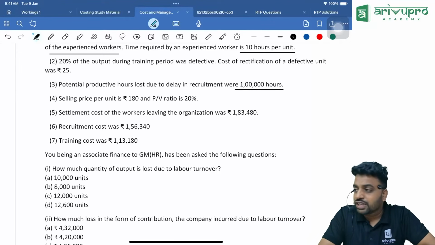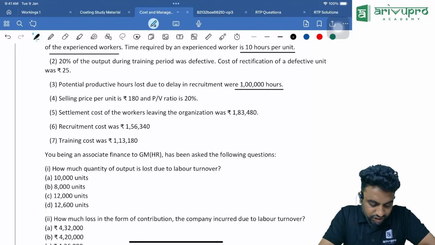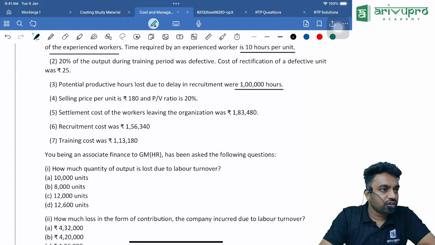Settlement cost for the workers leaving the organization is 183,480. Recruitment cost is 156,340. Training cost was 1,13,180. You, being an associate of the general manager, have been asked the following questions. We'll see. Shall we? First up, how much quantity of output is lost due to labor turnover?